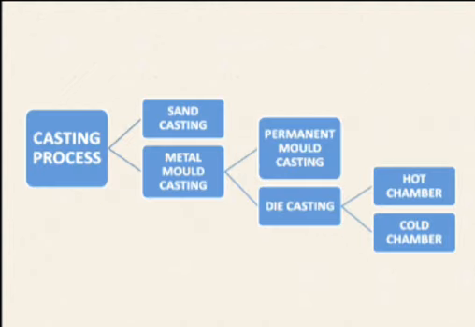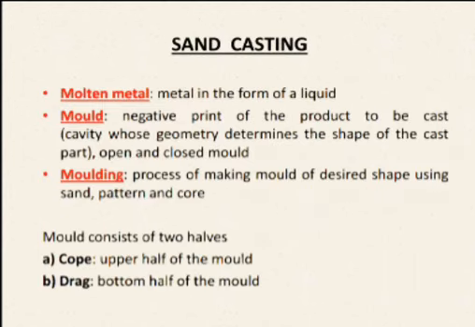If we classify the casting process, then sand casting and metal mold casting are the classifications. If we further classify metal mold casting, then there is permanent mold casting and die casting, and die casting is further divided into hot chamber or cold chamber. Sand casting is one of the oldest casting processes. These are some of the steps in sand molding. So we go one by one.